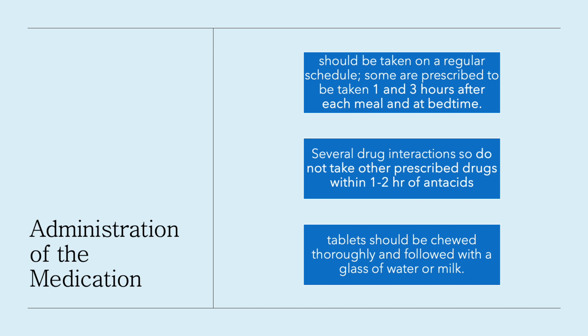Administration of the medication. It should be taken on a regular schedule. Some are prescribed to be taken 1 and 3 hours after each meal and at bedtime. Regarding drug interactions, do not take with other prescribed drugs within 1 to 2 hours of antacids. So let's say you wanted to take another medication that's prescribed to you. At least wait an hour or two before you take that medication after you take your antacid. Tablets should be chewed thoroughly and followed with a glass of water or milk.